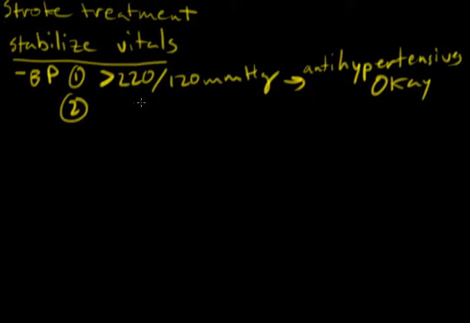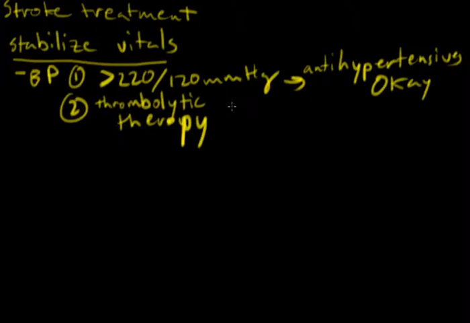Second is the exception to this rule: if you're going to administer thrombolytic therapy. Thrombolytic therapy refers to a treatment option where you break up a clot, and we'll discuss this in a few minutes. Again, if you want to do thrombolytic therapy, stabilize blood pressure below 185 over 110. Keep it there for 24 hours.